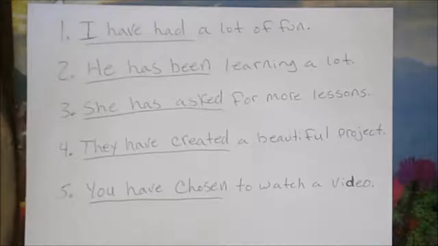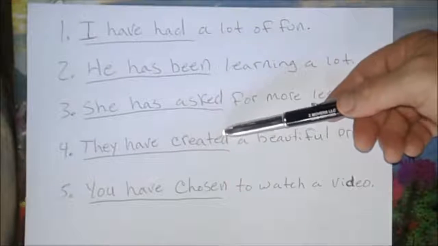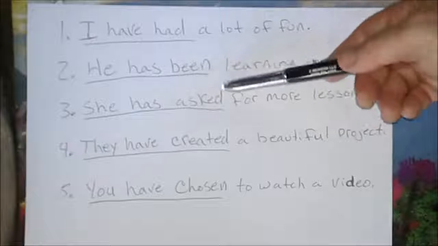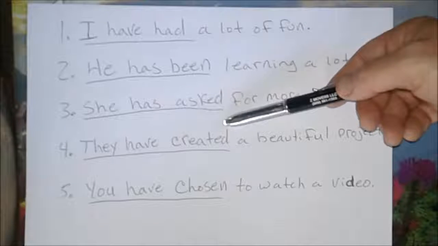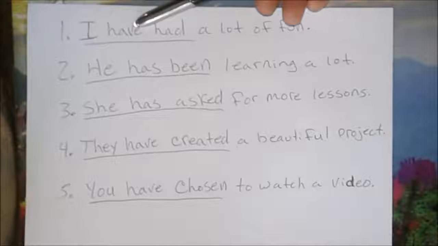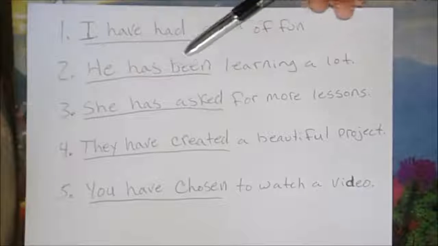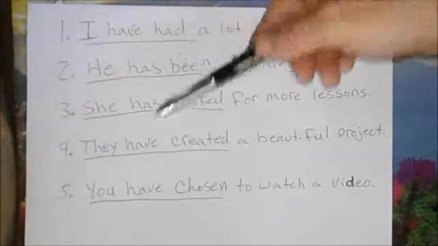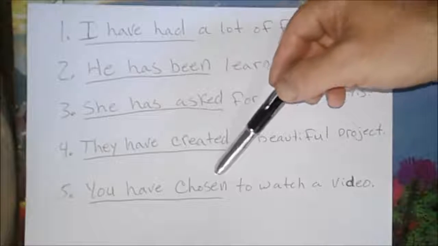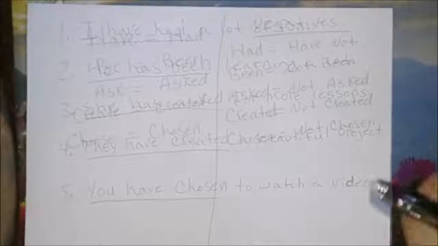So the ed is a general rule to say that you'll add an ed to words like ask or create. So ask becomes asked, create becomes created. But have is the helper word for had. Has is the helper word for been. And chosen is a past verb, but the helper is have.